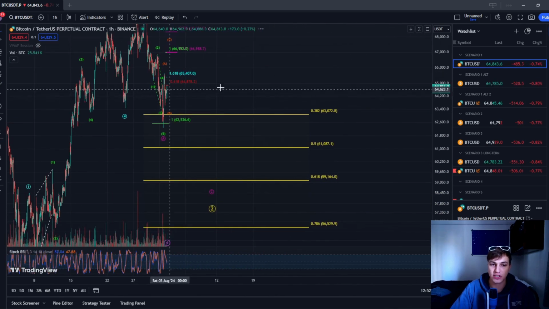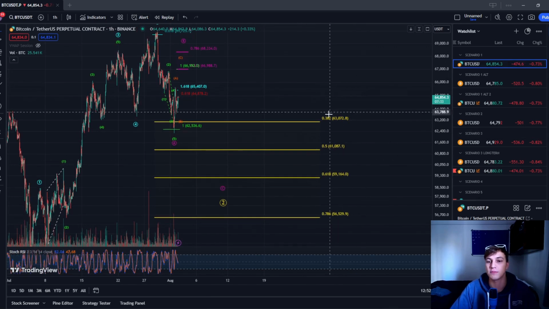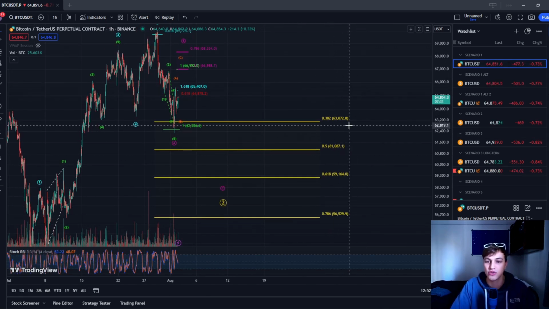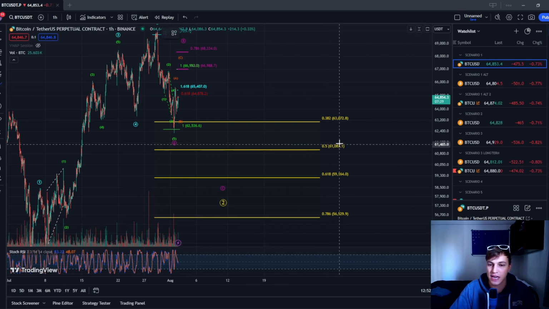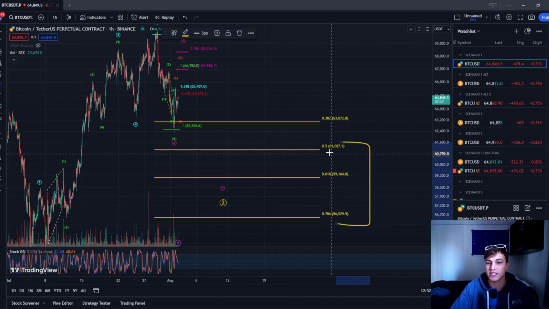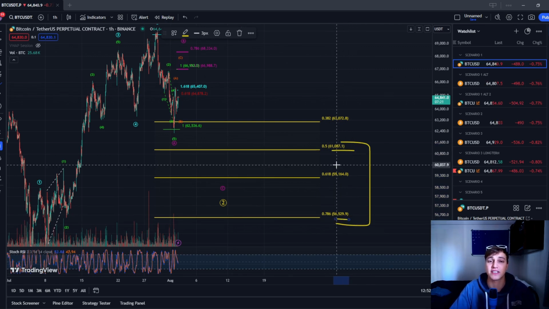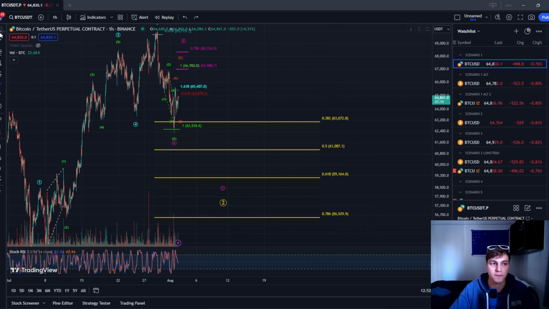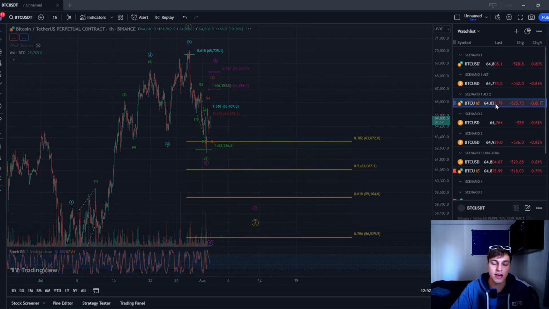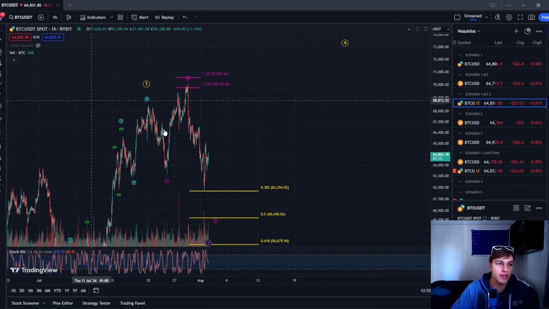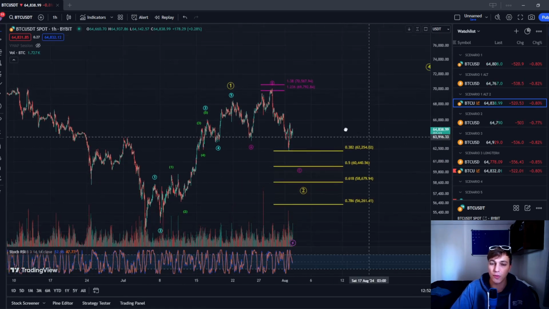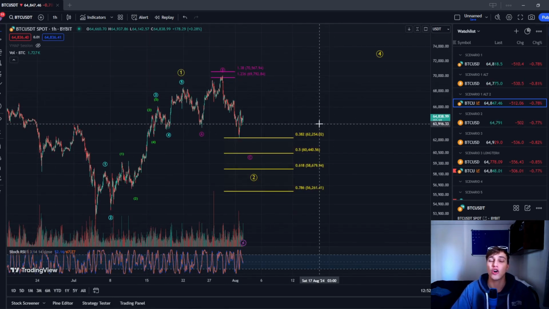That wave 2 has a target range here with the minimum target being at 63,072, but a more likely target being here at this region from the 0.5 to the 0.786 at $61,100 to $56,500. Now on the next bullish scenario, we have this one here where the wave 2 is now complete.